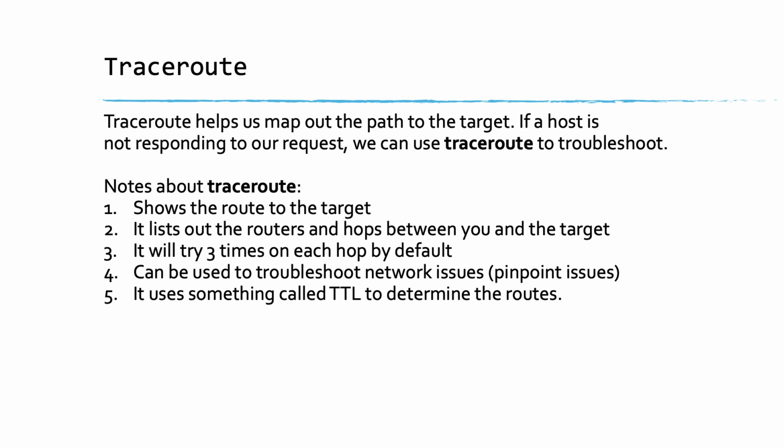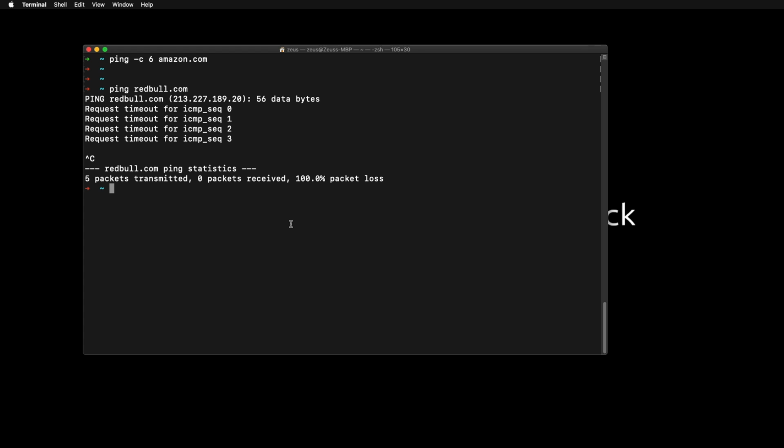So Traceroute is another network tool that can help us map out the path to a target. So if a host is not responding to a request, we could try to use Traceroute to potentially troubleshoot the issue. It shows us the route to the target, different routers in between. So it lists out the routers and hops, often what they're called, between you and the target. By default, it's going to try 3 times for each hop, and then it can be used to troubleshoot network issues. And we're going to talk about something called TTL, which is time to live, and the importance of that. So I'm going to show you the tool Traceroute, and then we're going to go over the technical specifications for it. Okay, so now we're back at the terminal.